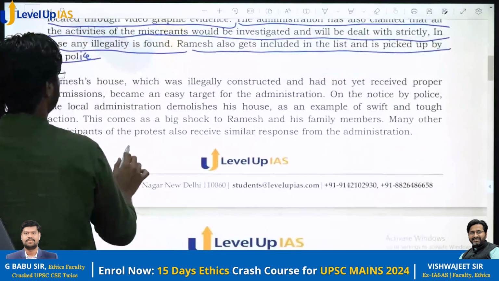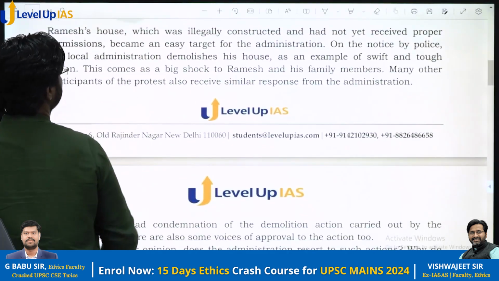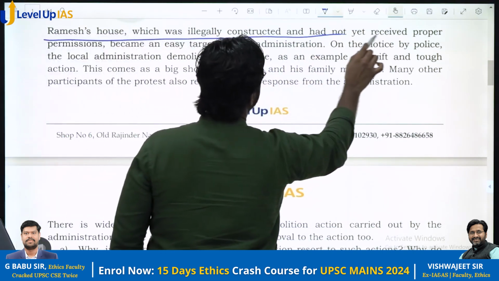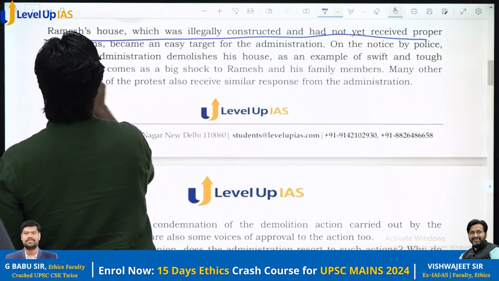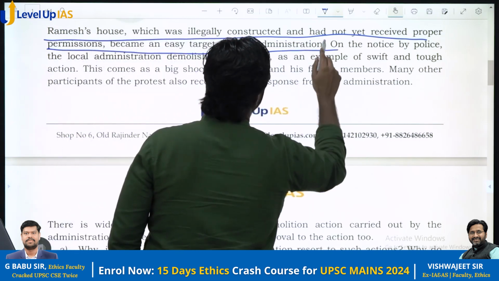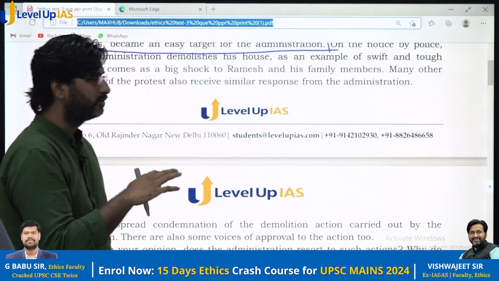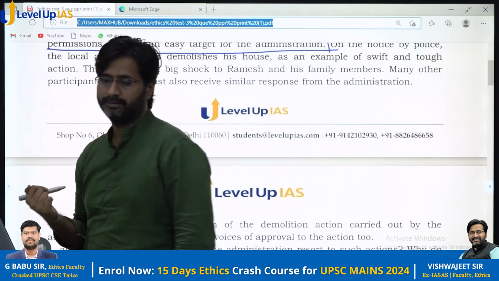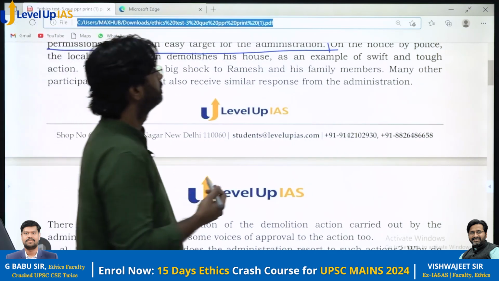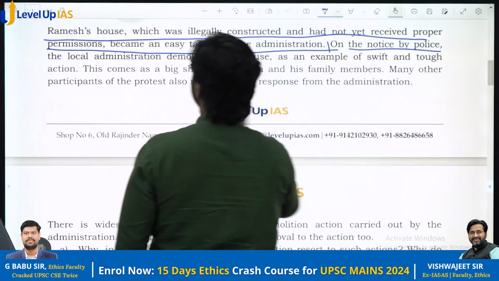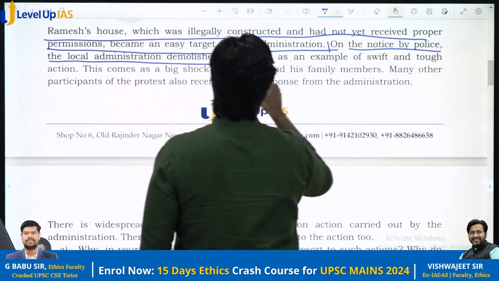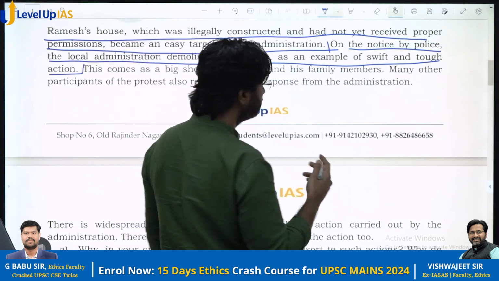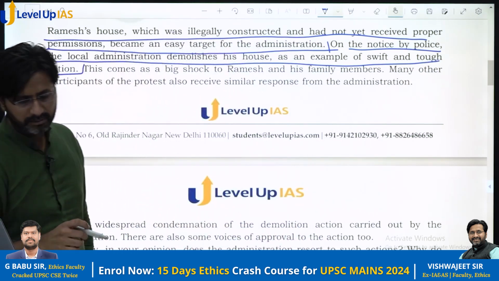Now what happens? Ramesh's house was illegally constructed and had not yet received proper permissions, became an easy target for the administration. Now here suddenly administration comes into picture, means administration and police having some kind of understanding. Okay. So on the notice by police, the local administration demolishes the house, an example of the swift and tough action.